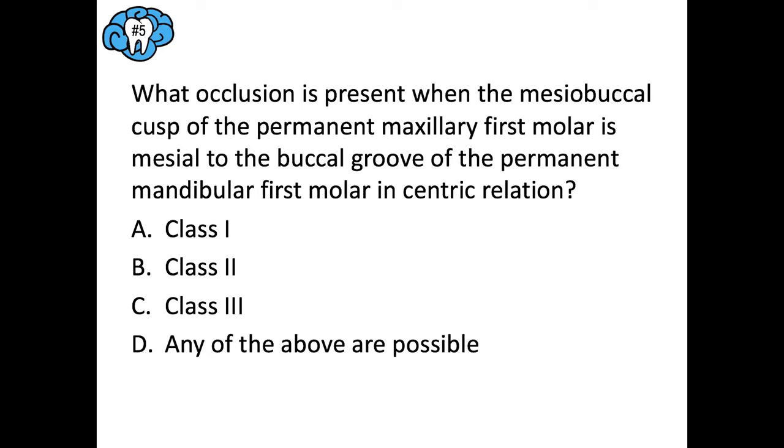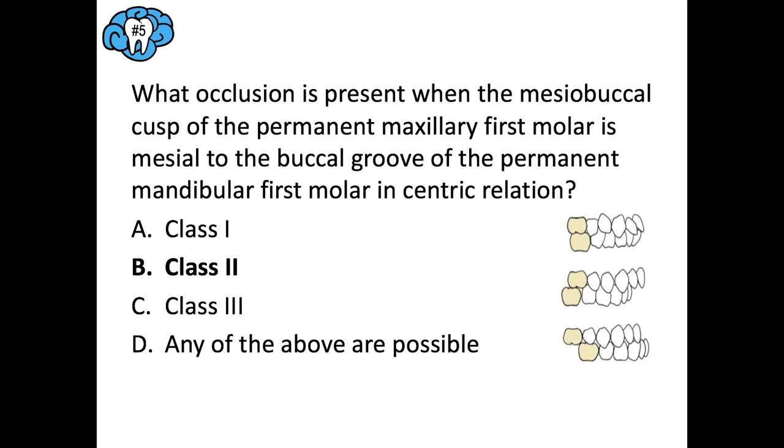So in this case, that maxillary first molar is mesial. Another way to say that is too far forward. If it's too far forward of where it's supposed to be, that means that's a class 2 molar relationship. We can see that here, this is a class 1 where they're locking in nicely, class 2 where this is too far forward, class 3 where it's too far back. And this is explaining a class 2 dental situation. So the answer is B.